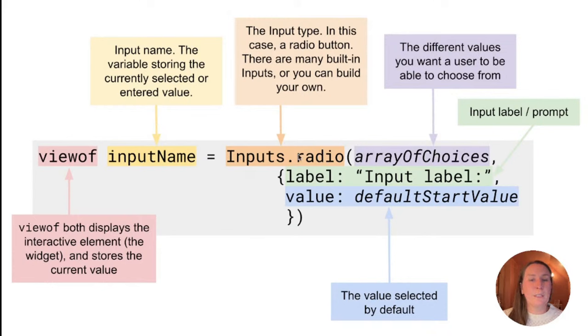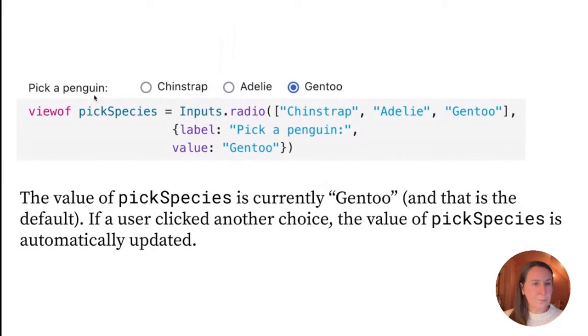So there's a bunch of built-in types. This input creates radio buttons. There's also inputs checkbox, inputs text, inputs date, for example. This will create radio buttons. And then the first argument within that inputs radio is what are the different choices that a person has to choose from in that radio button. And then you can give it a label, you can give it a start value or other options. But what's stored here is, as a person, so this is what this actually looks like, this created radio button using that code.